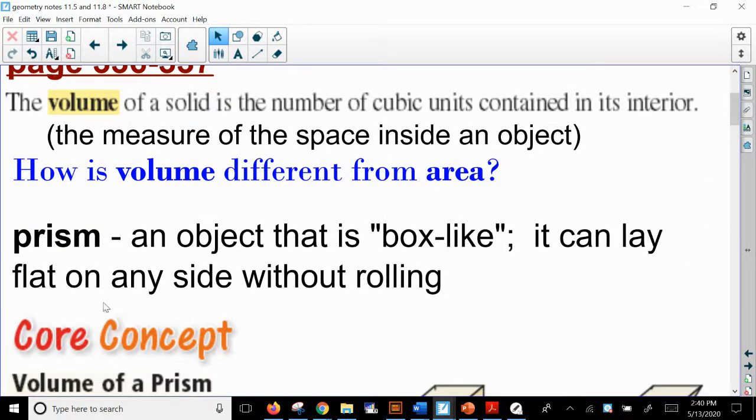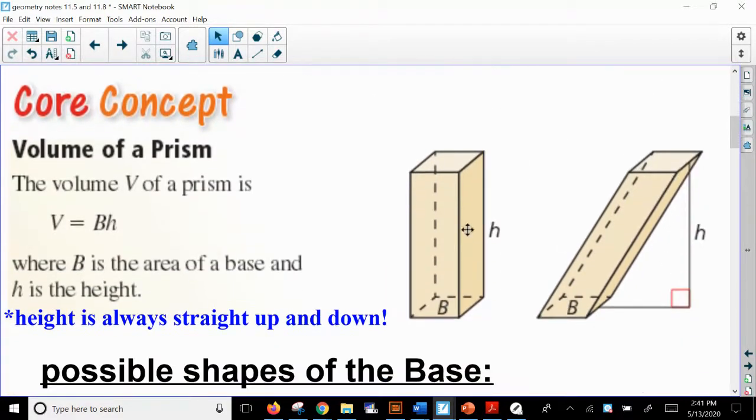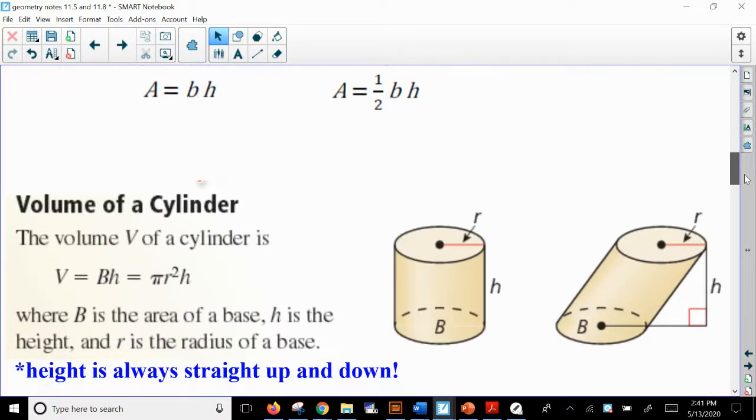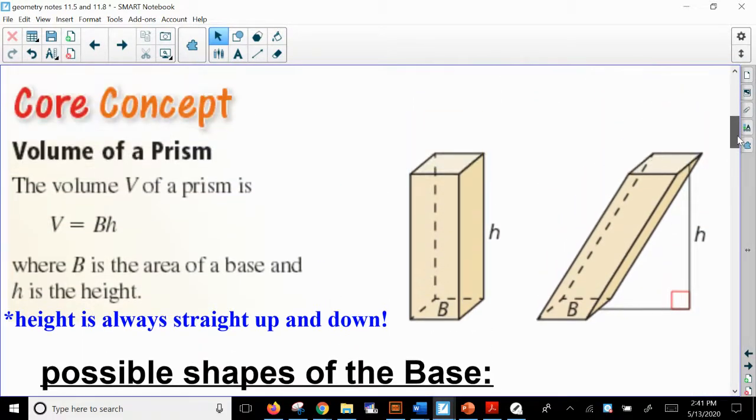So a prism, and this is in my words, okay? Any object that's shaped like a box, if you could lay it down flat on any side without it rolling over or tipping, it's a prism. You feel me? So here is an example of a prism. See that? It's kind of shaped like a box, but it's very, very long. Here we have a slanted box, still a prism, okay?